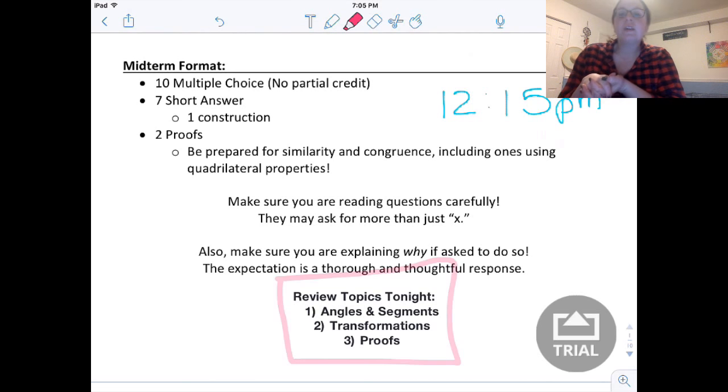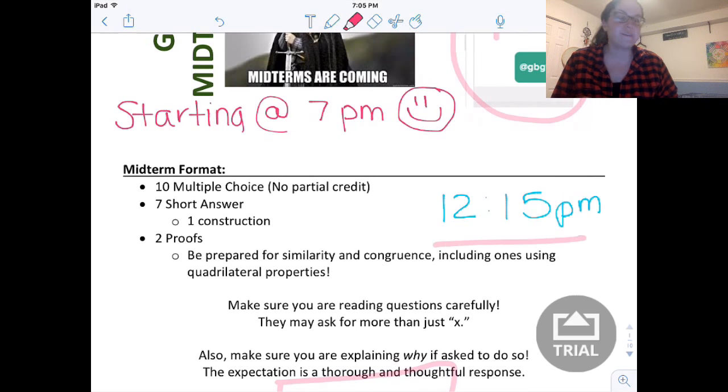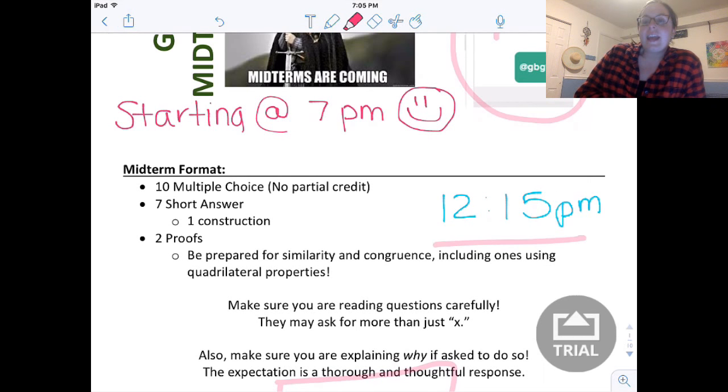So generally, most of your teachers, I'm sure, have gone over the format with you, but your test is at 12:15 on Tuesday, and it is 10 multiple choice where you will get no partial credit. There are 7 short answers, including 1 construction, and there are 2 proofs. So there will be a similarity proof and a congruence proof. Make sure you know your quad properties. Those are going to be in there.